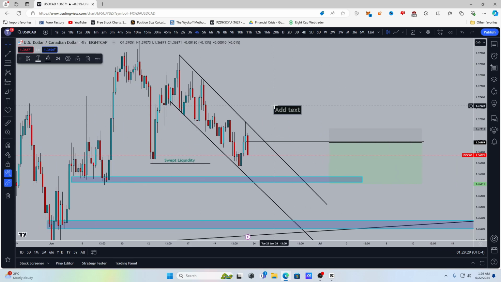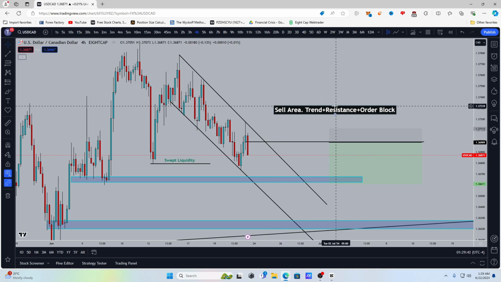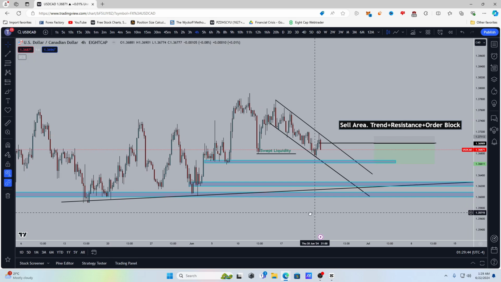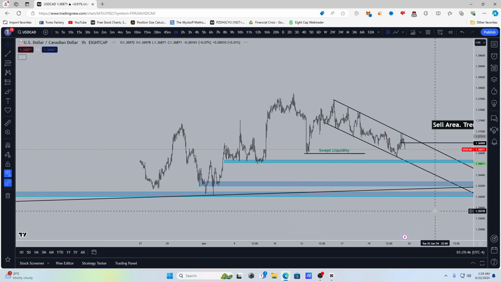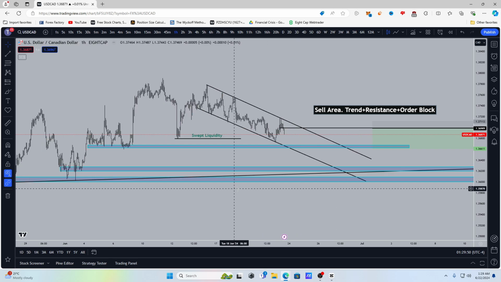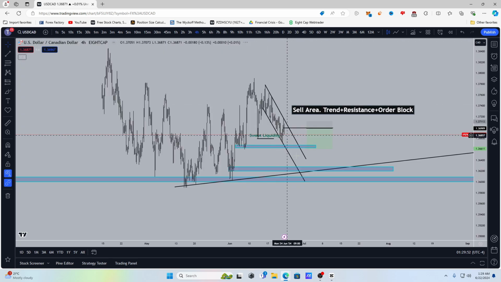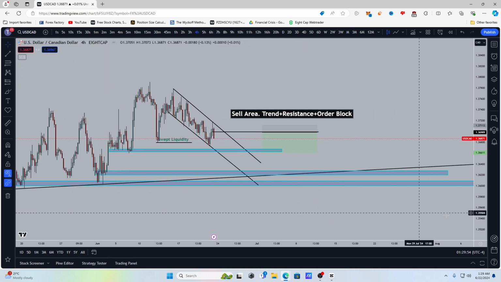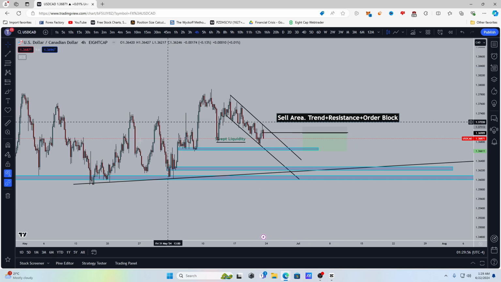I would write sell area: trend plus resistance plus order block. Okay. Boom. Now you guys don't have to agree with what I'm doing. You might be thinking I'm doing too much, but this is just the way I like to do it. I like to mark up everything. I like to see everything for what it is. Now, like I said, some people just focus on one thing, trend lines, liquidity sweeps, ICT, doesn't matter.